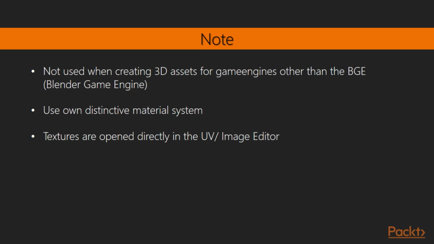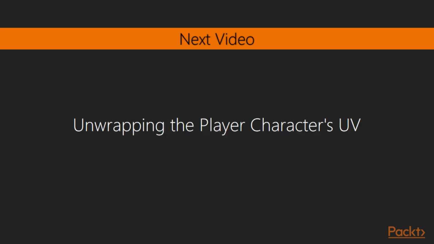Hooray! Blender's material system is not used when creating 3D assets for game engines other than the BGE, Blender Game Engine. Other game engines use their own distinctive material system, hence, it's not possible to export Blender's materials to these game engines. Instead of using the materials in Blender, textures are opened directly in the UV image editor for preview purposes. In this video, we have created the monster's texture. In the next video, we will create the player character's 3D model.